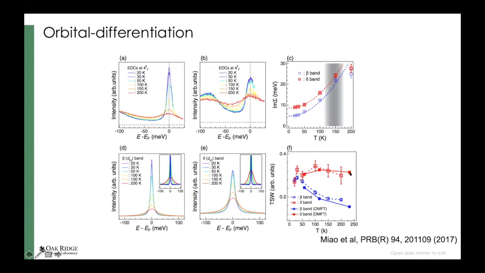So the solid line is the extracted number from the DMFT calculation, which agrees very well with the experiment. So this data basically makes us conclude that for lithium iron arsenide, this particular compound, there's very strong evidence that there's orbital differentiation.